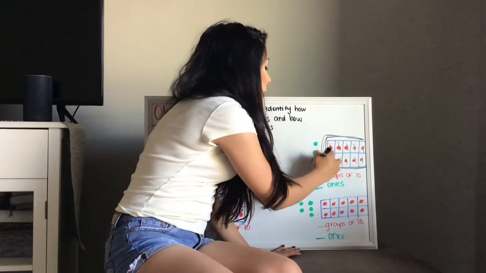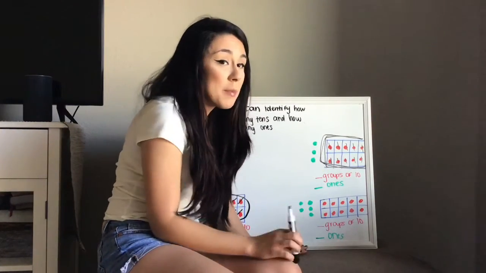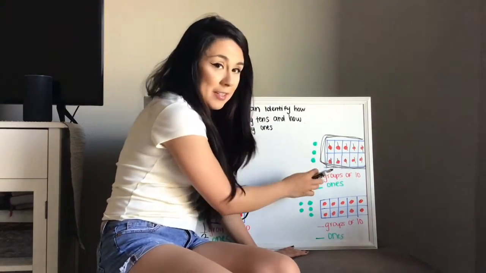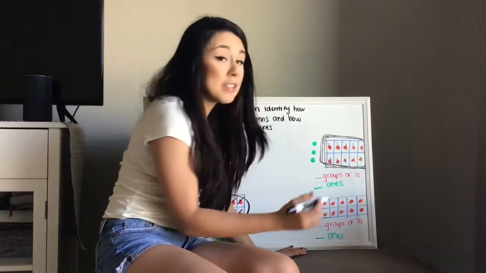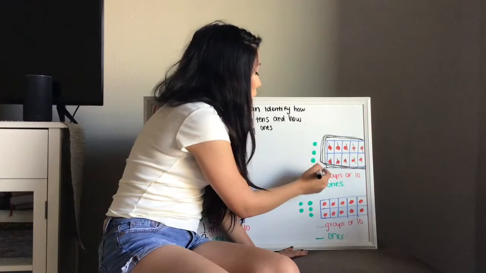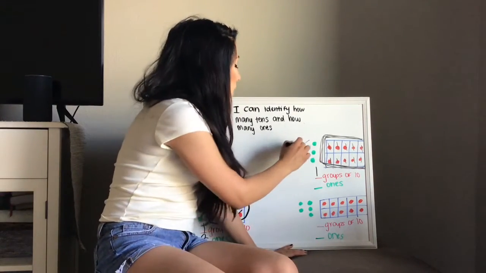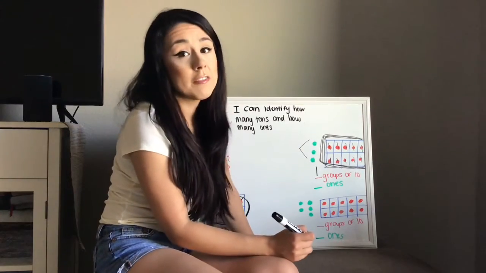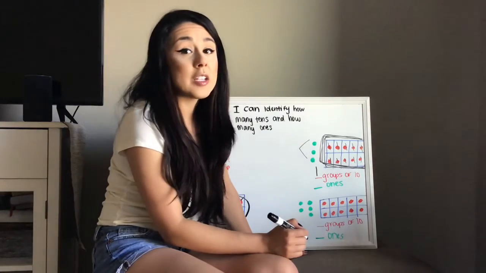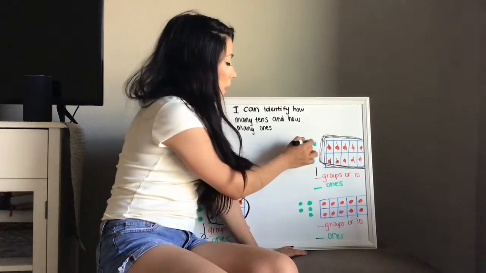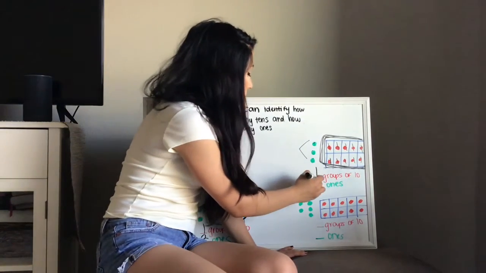How many of these groups do I have? Right here in this one, how many 10 frames that are filled up do I have? I have one. This is one group of 10 dots. So I'm going to put right here, one group of 10. Good job. Now, I have some dots right here that did not fit into my group of 10. How many extra dots on the side do I have? I have 3. 1, 2, 3.